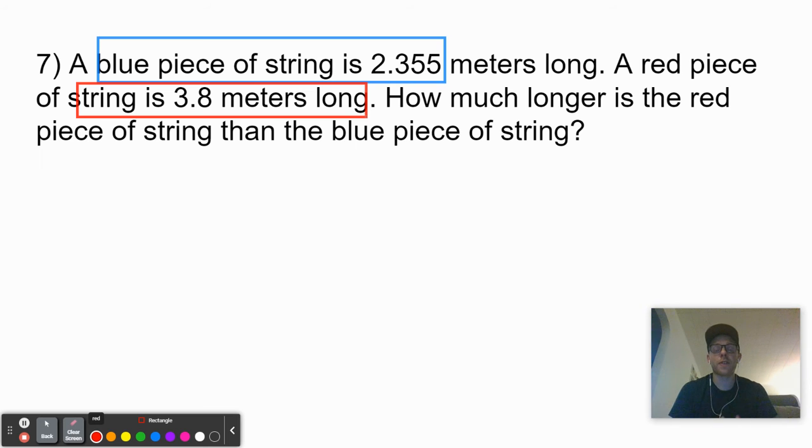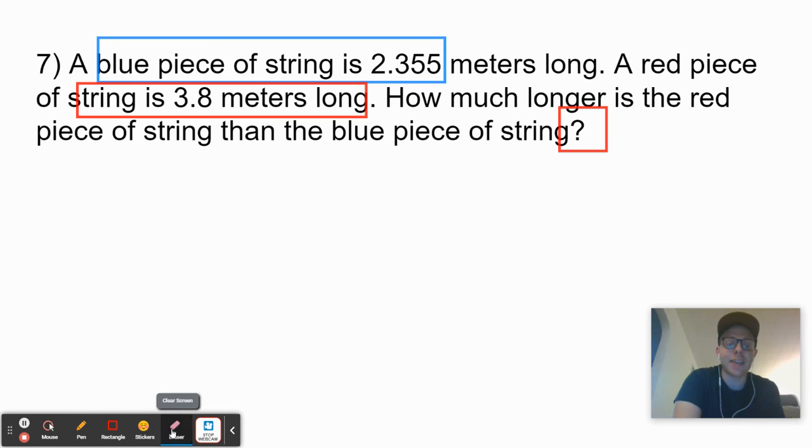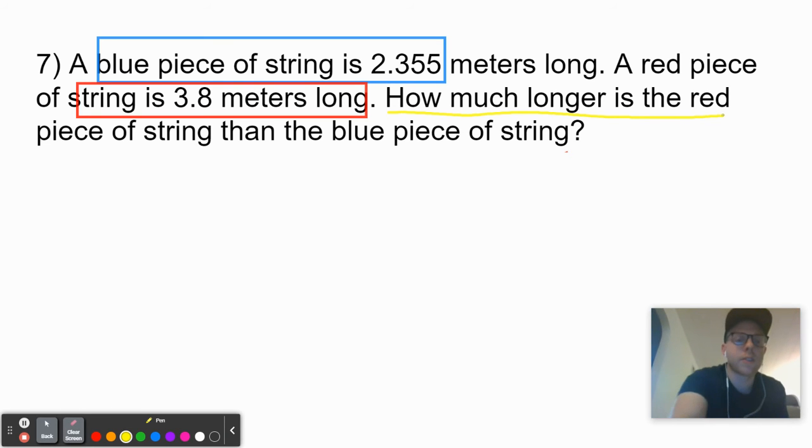And if you remember to the first video that we watched today, we talked about how the order of the question, the part that ends in that question mark there at the end, that is the piece that is going to matter the most. So this sentence here that I'm going to underline, how much longer is the red piece of string than the blue piece of string? That's my question, because it ends in a question mark. I am interested in the order that these two things show up in my question. I see red first, and I see blue second.